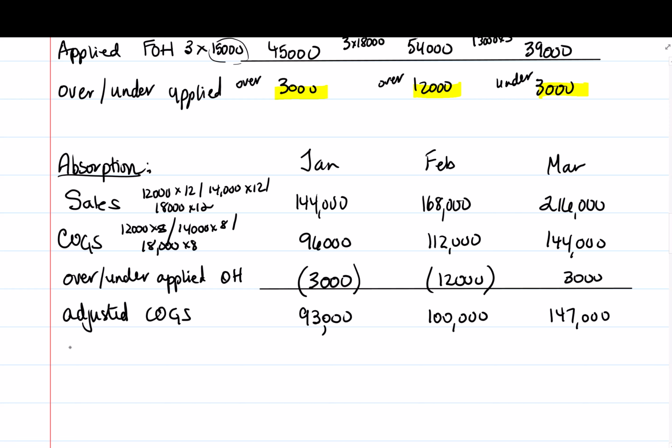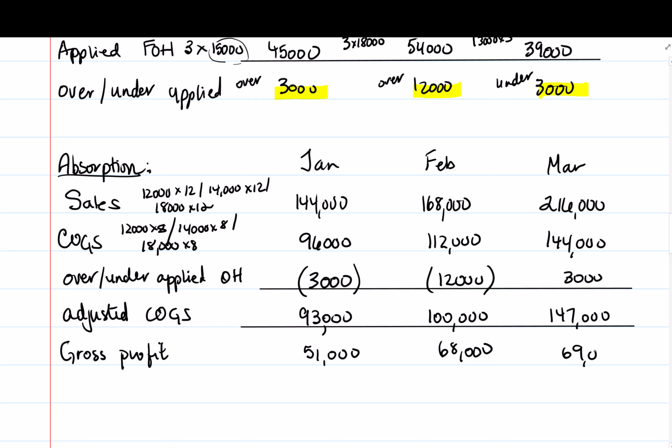And now I can take the sales minus our cost of goods sold to get our gross profit, which gets you to $51,000, $68,000, and $69,000.